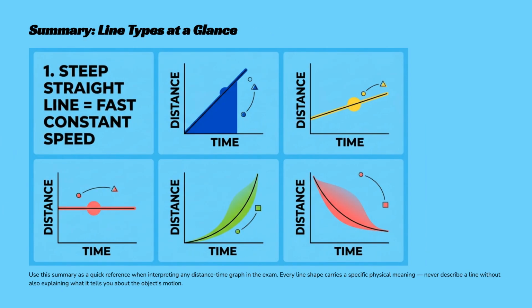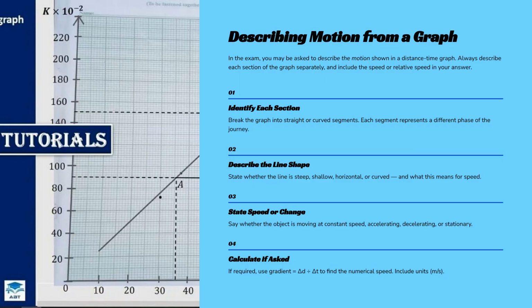Every line shape has a specific meaning, so always explain what the graph reveals about the object's motion when asked. To describe motion in an exam, break the graph into distinct sections. State the shape of the line, what it means for speed, and calculate numerical values if required.